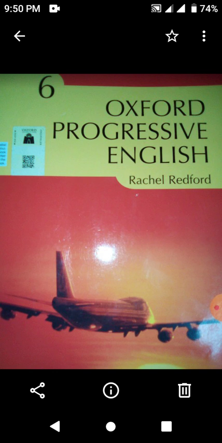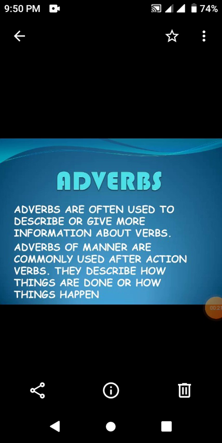Our class today is Friday and we are going to study a little about grammar. Let's see what we are going to study today. And yes, what we are going to study today is adverbs.